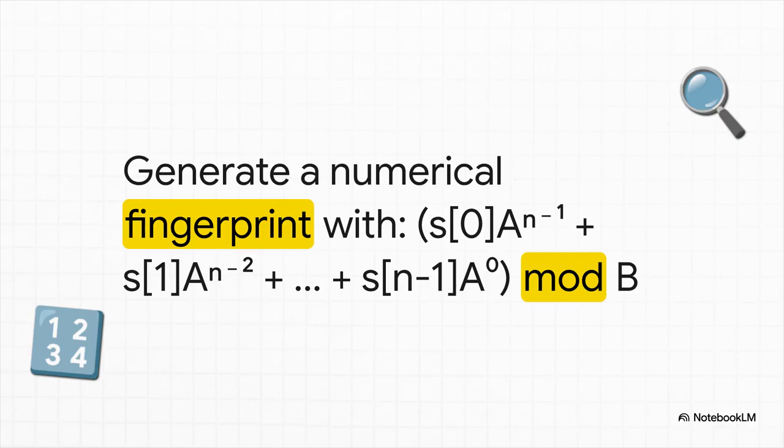So you might be wondering, how do we actually calculate that fingerprint? Well, it all comes down to this. The polynomial hashing formula. It looks a little intimidating, but think of it as just a weighted sum. We take each character's numerical value, say its ASCII code, and multiply it by a power of some base A. That mod B at the end? That's just a clever trick to make sure the final number doesn't get ridiculously huge.